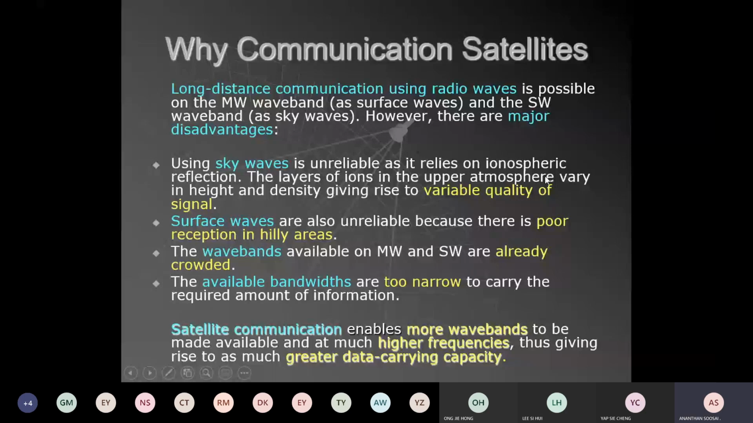Why is a satellite needed? Because of these three reasons: skywave is unreliable, surface wave is bad in hilly places, and the lower wavebands are already crowded. So satellite communication is needed.